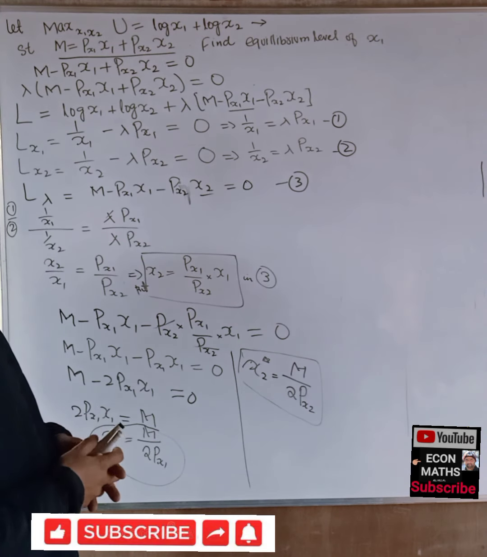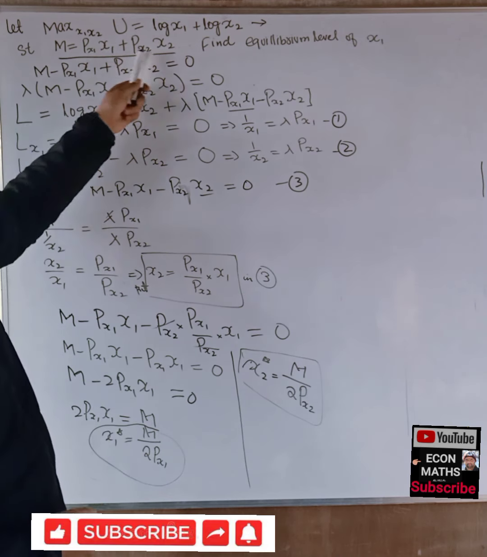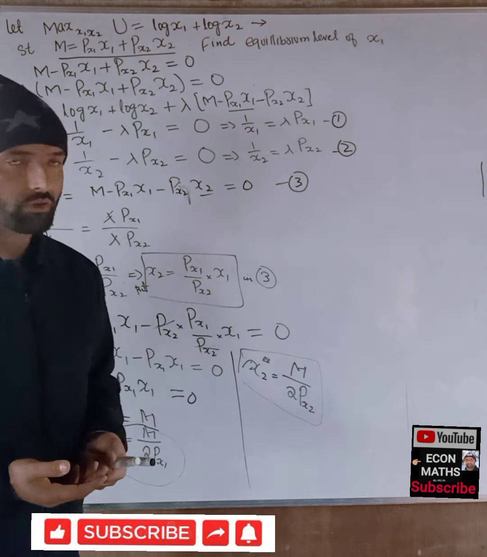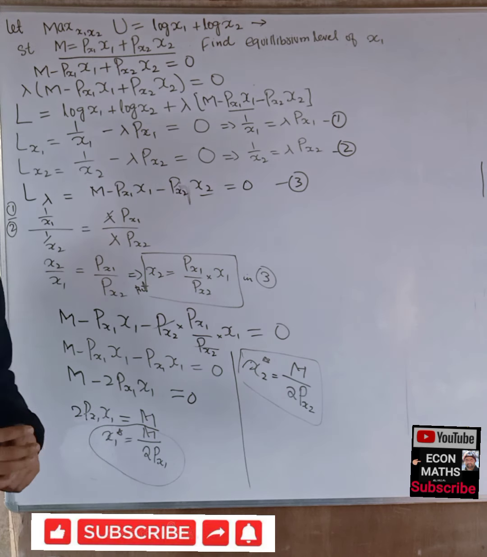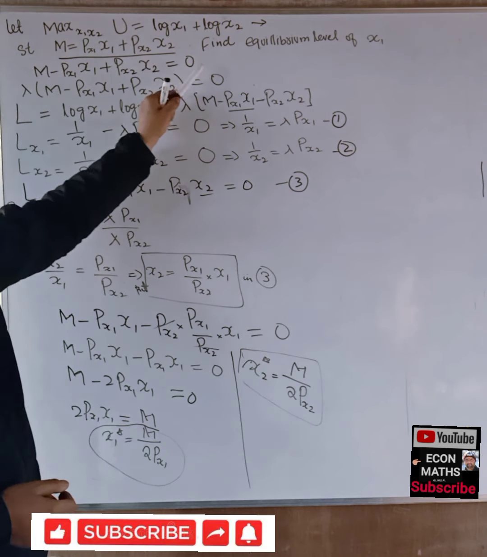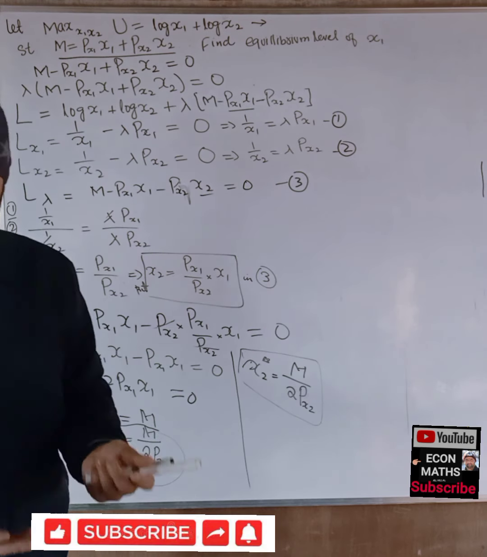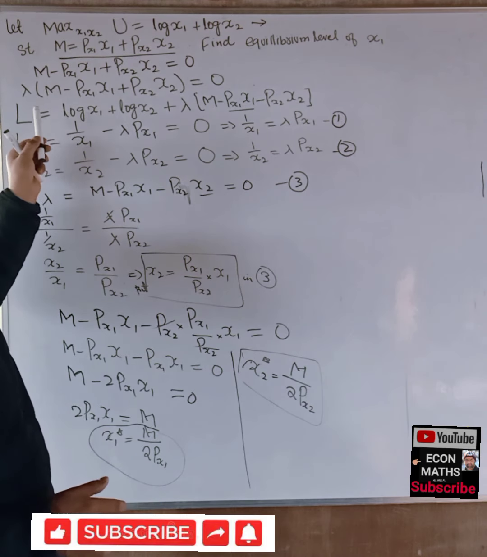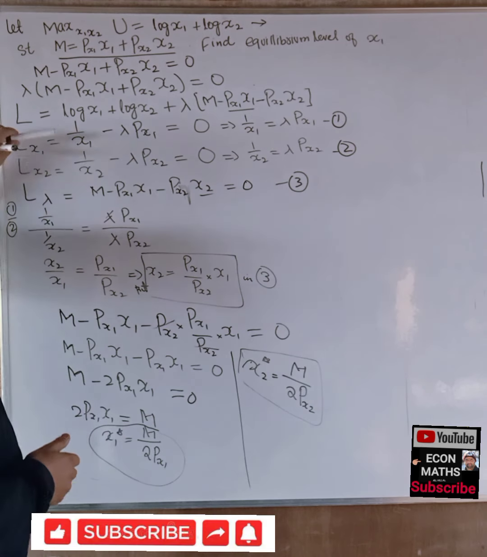I hope I make myself clear. First we were given a utility function with the budget constraint. We were told to optimize this, or find the equilibrium level of x1 and x2. So how did we solve this? First of all, we took this budget constraint and set it equal to 0. After that, we multiplied this budget constraint with lambda. After that, we formed the Lagrange function by taking the objective function and adding to it the resulting constraint function.